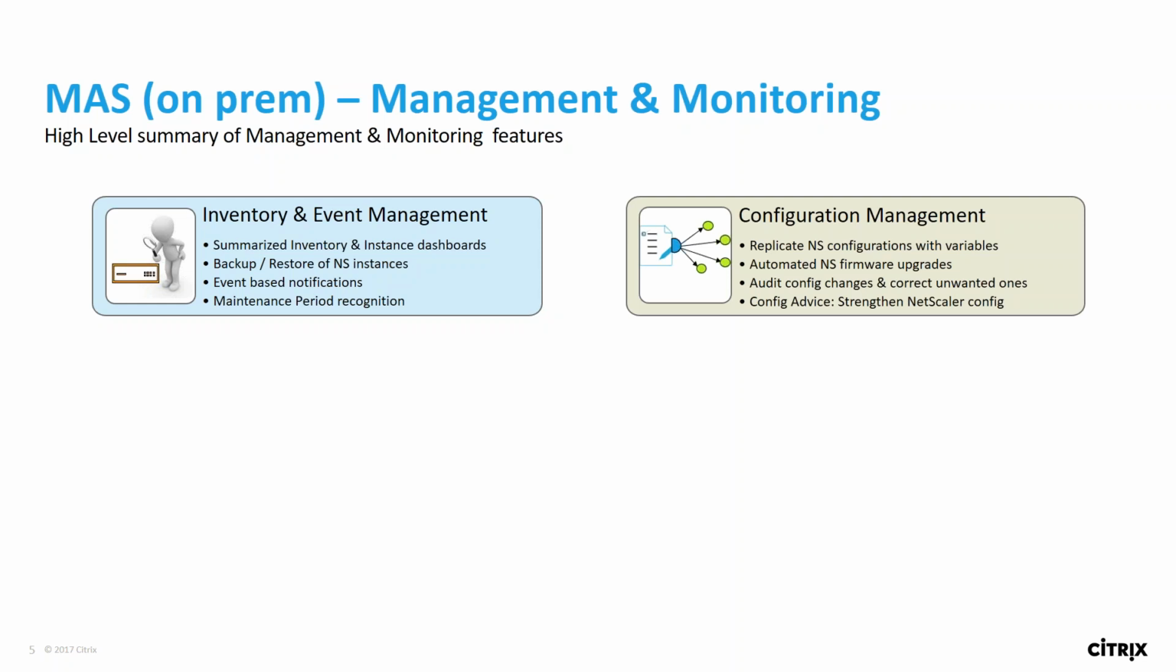Config management is the next functionality I'd like to talk about. This is the place where you would go for all your NetScaler configuration, execution, auditing, etc. So some of the use cases you can achieve with the help of this module is replicating one NetScaler's configuration to multiple other NetScalers with the help of variable input parameters. This module will also allow you to automate your NetScaler upgrades. You can take advantage of the configuration audit feature to track configuration changes and identify the unwanted configuration changes and correct them and get it back to the desired config state.